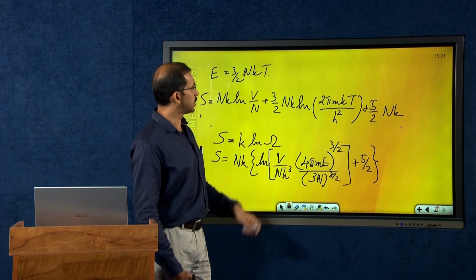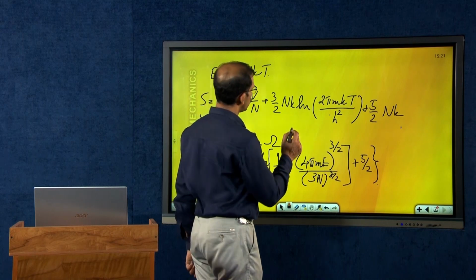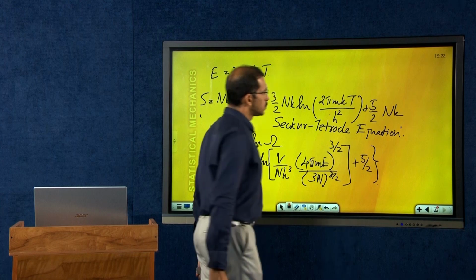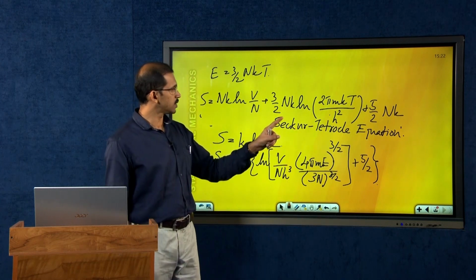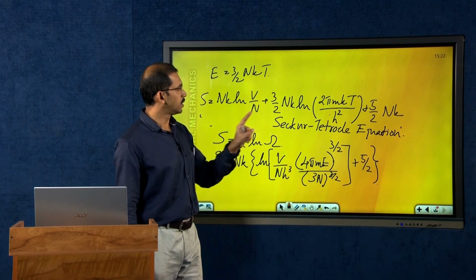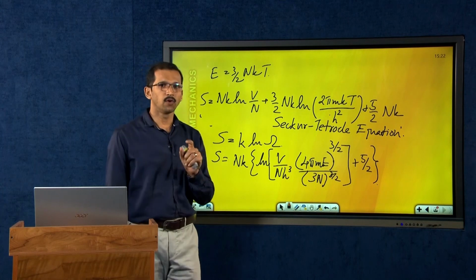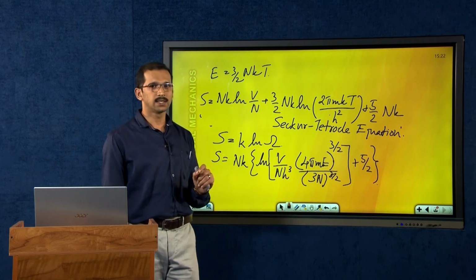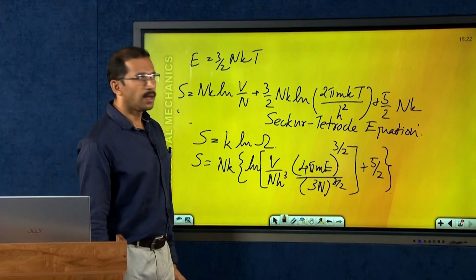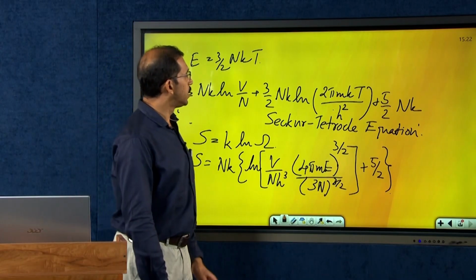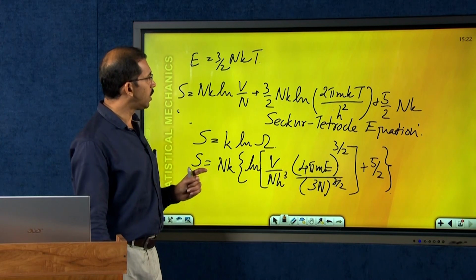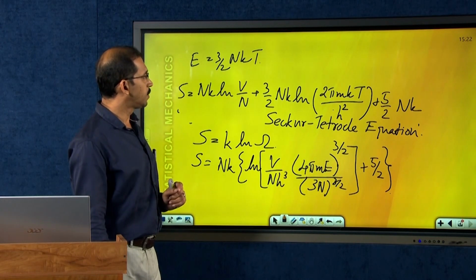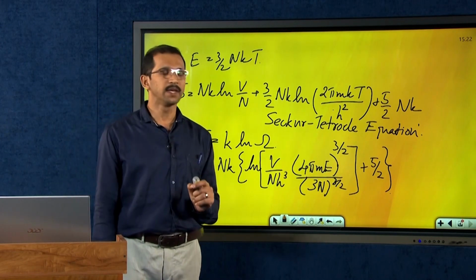So, this expression is otherwise known as the Sackur-Tetrode equation. So, basically the Sackur-Tetrode equation is the correct entropy for a classical ideal gas evaluated in the statistical mechanical regime. And another statement which we can now make is about the entropy of mixing, right?